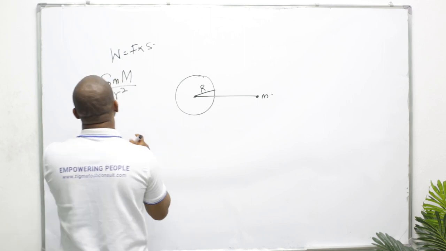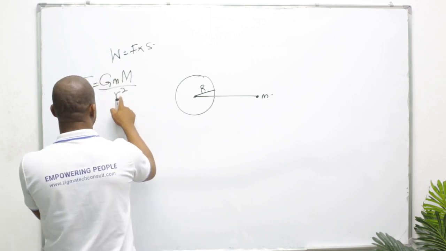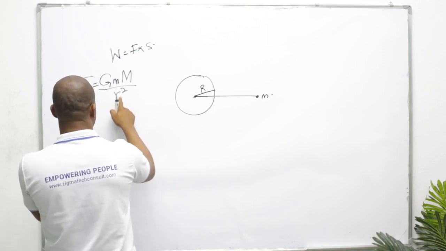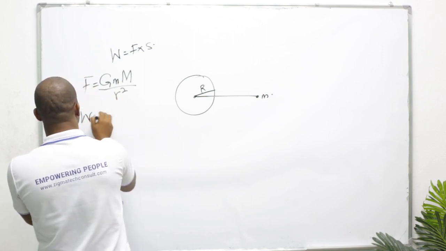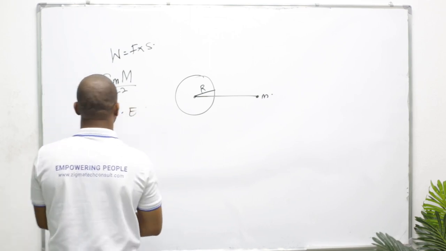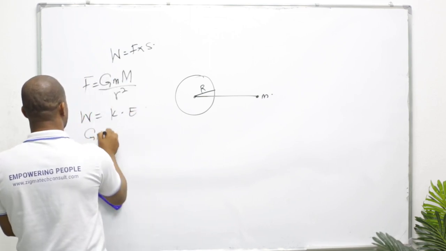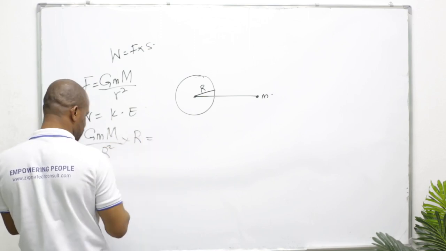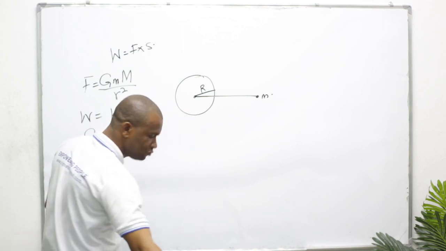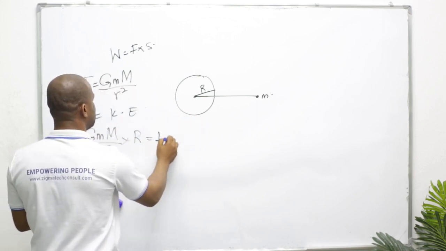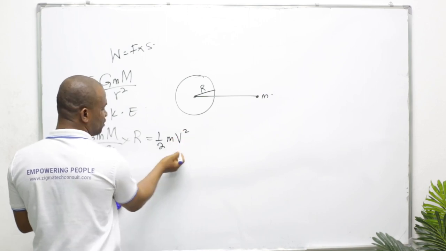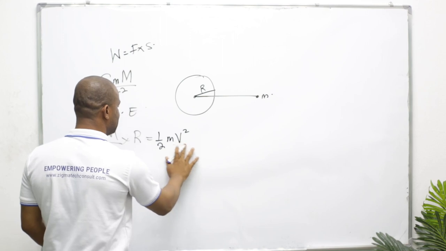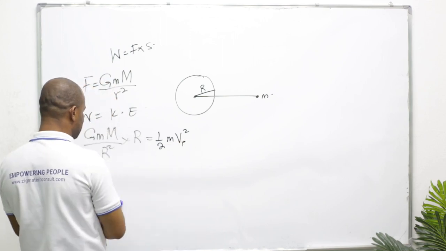Then what is the distance? Of course, the distance must be R. So the work done must be equal to the kinetic energy. So I'm going to have G capital M small m all over R square times capital R must be equal to half m v square. This is the velocity of the escape velocity we are looking for.